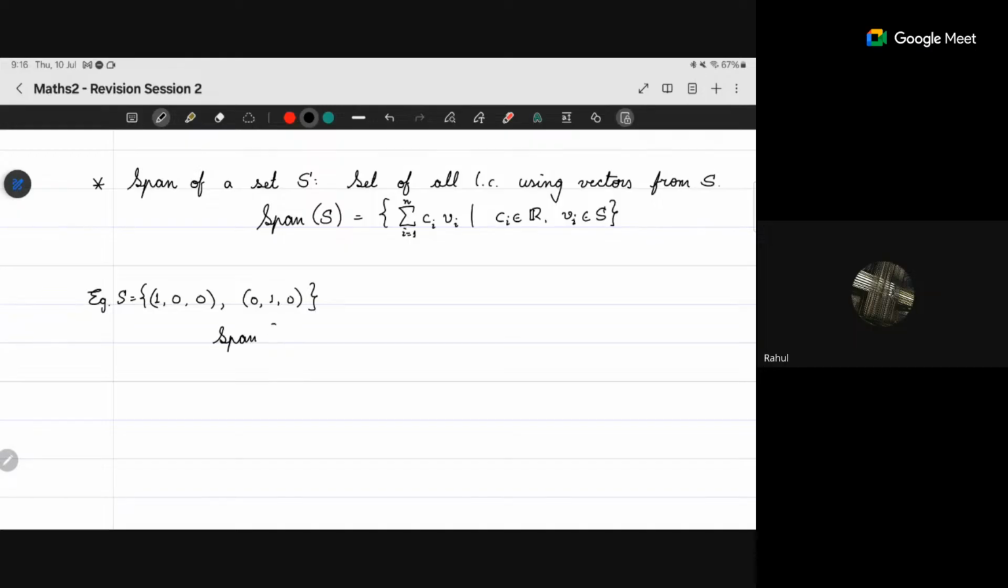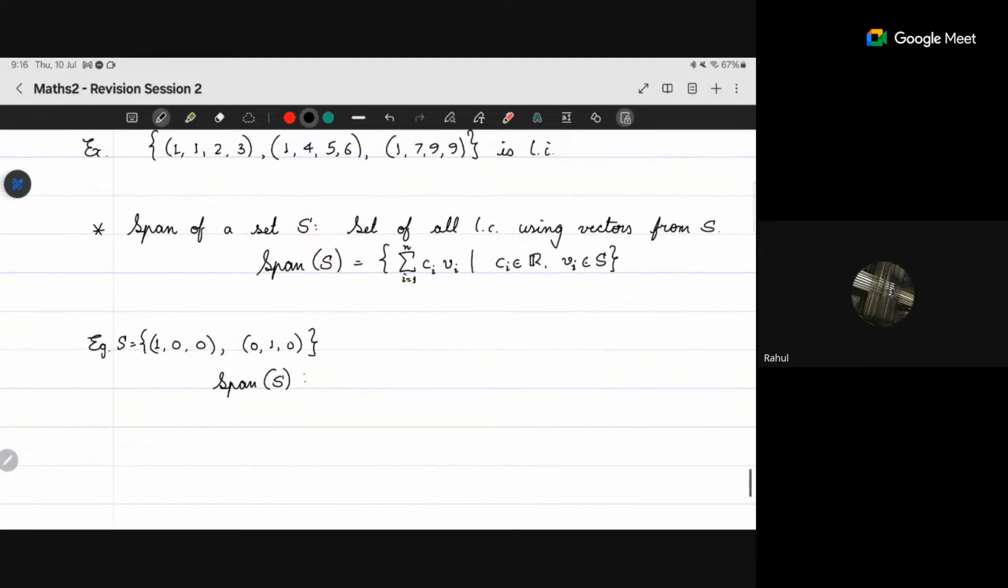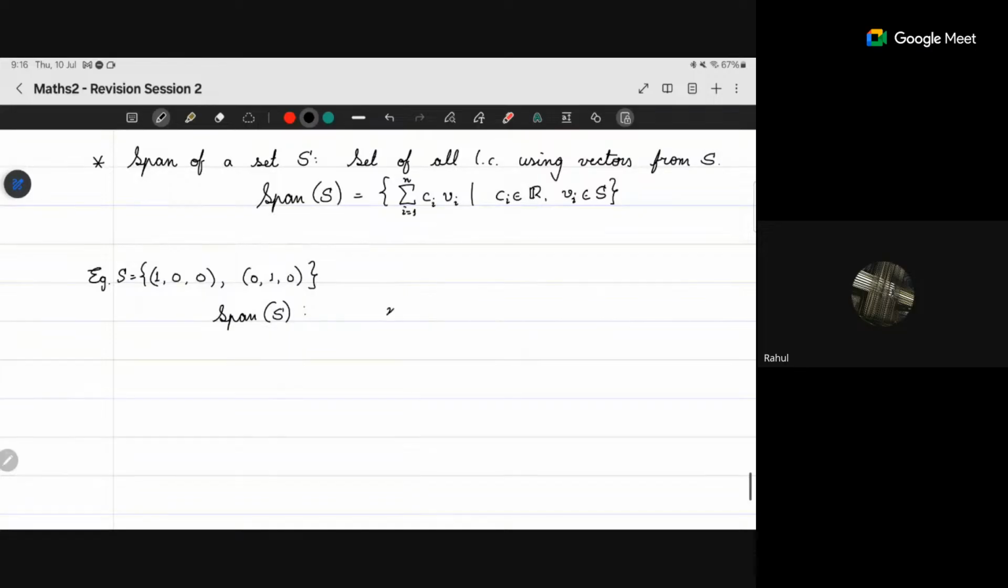Span of S is all possible linear combinations of vectors from this. So you can take C1 times 1 0 0 plus C2 times 0 1 0. C1 and C2 could be any real number values. So this would be C1, C2, 0, and C1, C2 are arbitrary. So you have the entire xy plane. You cannot do anything to the z coordinate. So what is span of S? This is actually the xy plane.